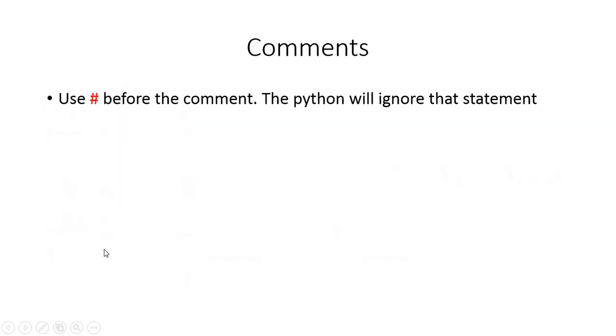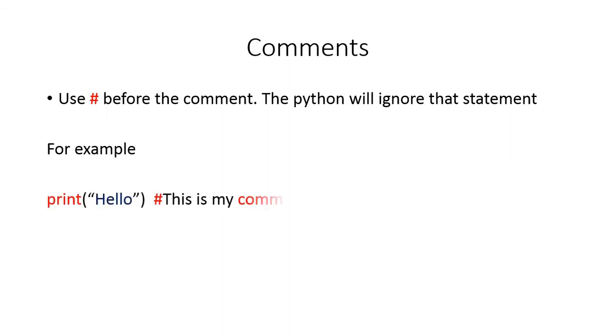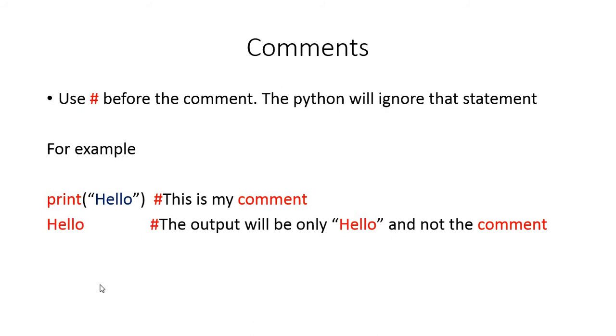In Python, you use the hash symbol for comments, and these comments will be ignored by Python and will not be printed on the screen. For example, you type print hello and then hash this is my comment. So this comment will be ignored by the Python interpreter. The output will be only hello and not the comment.